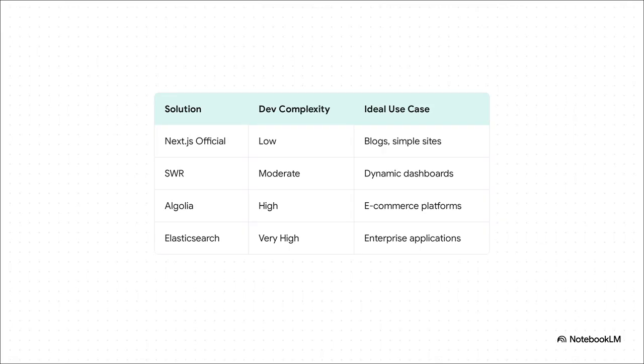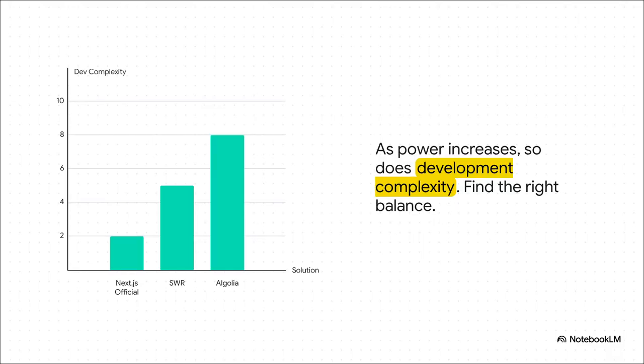It's that simple. The official Next.js pattern, it's perfect for blogs, documentation, simpler sites. For a really dynamic dashboard with real-time data, SWR is a fantastic upgrade. But for a huge e-commerce platform where search drives sales, you've got to invest in a dedicated solution like Algolia or Elasticsearch. And this chart right here, it visualizes the core trade-off perfectly. As you climb the ladder to these more powerful solutions, the development complexity, well, it shoots way up. The official pattern is simple, but it has its limits. Your job as a developer is to find that sweet spot, the right balance for your project.